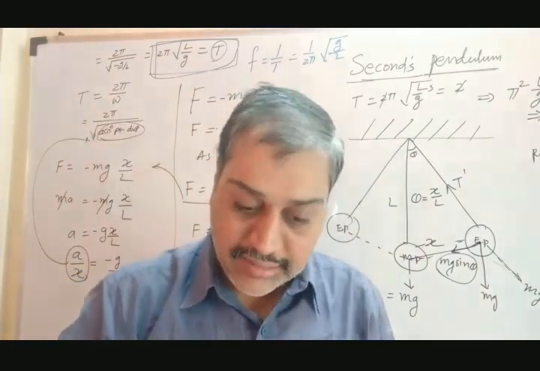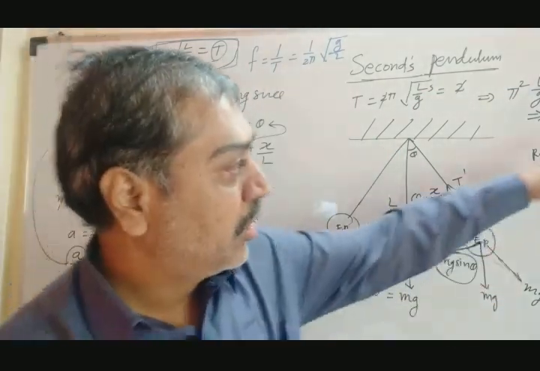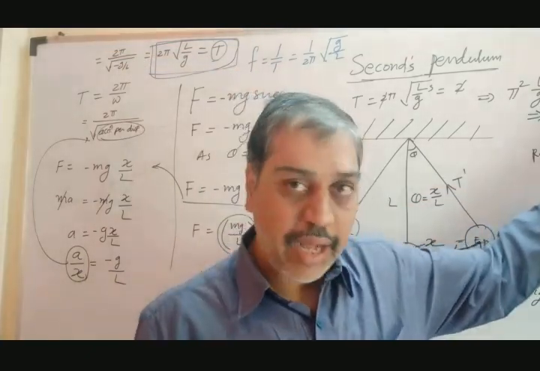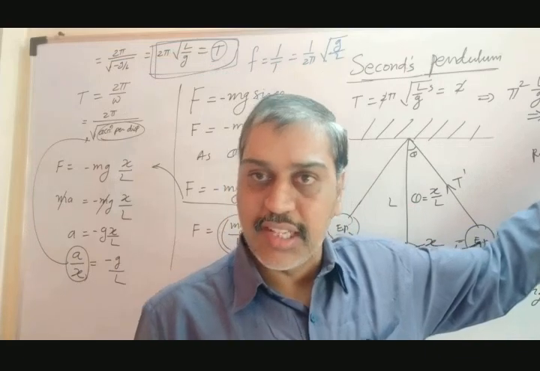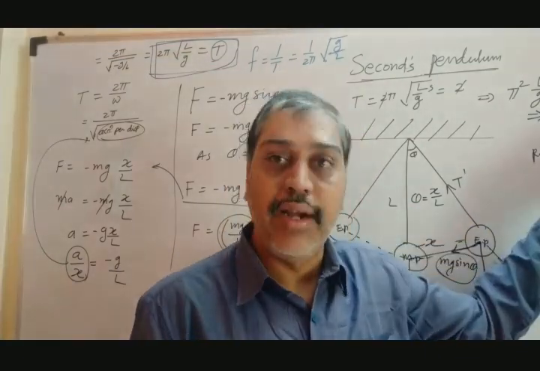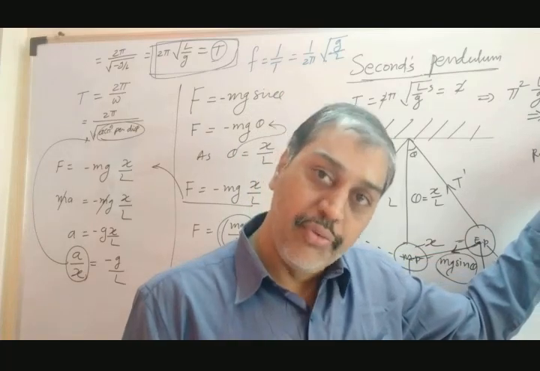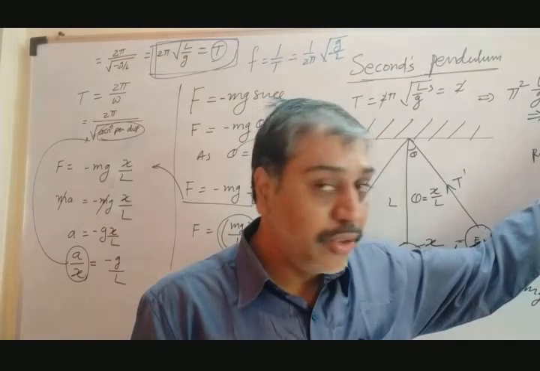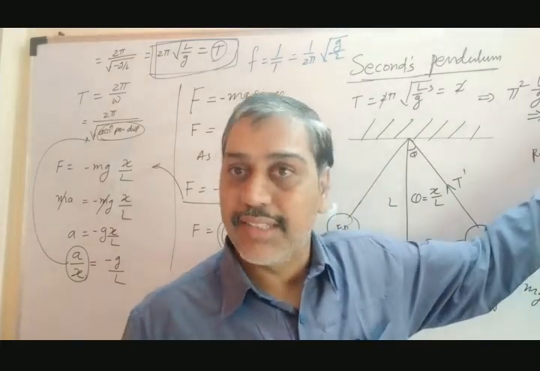That's why LS stands for the length of the second pendulum, g divided by pi square. From this formula, once you know the acceleration due to gravity at any place on the Earth's surface or in the universe, you can find the length of the second pendulum. Or if you know the length of the second pendulum, you can find out the acceleration due to gravity of any planet. That is very simple.